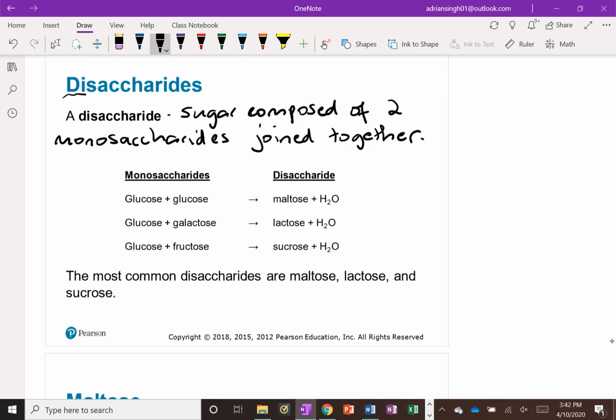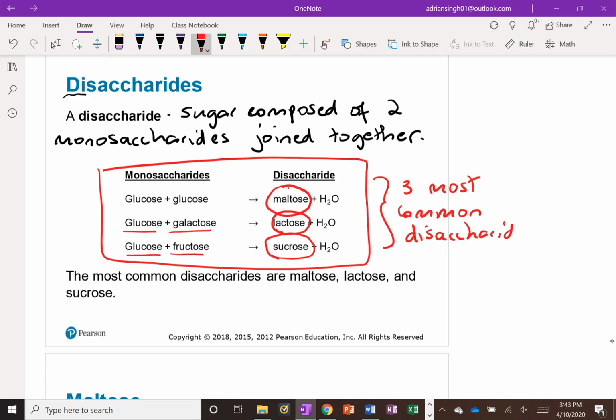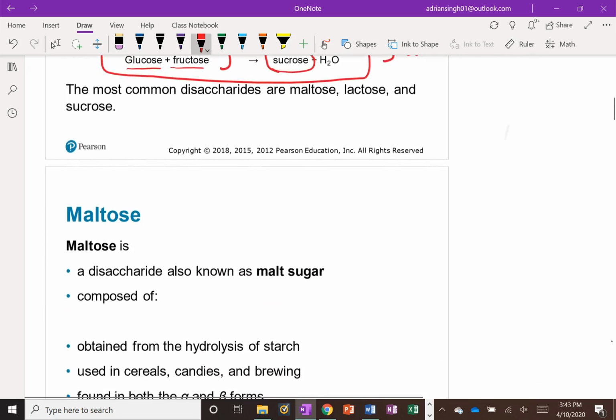And just like with our monosaccharides, we saw that there were three really important monosaccharides. We're going to see three really important disaccharides as well. And they're listed here in this table. All right, so if we stick two glucoses together, we end up with maltose. That's our first disaccharide. If we stick a glucose and galactose together, we end up with lactose. And if we stick a glucose and a fructose together, we end up with sucrose. All right, so these are the three most common disaccharides and the components of what they are actually made up of. All right, we'll take a look at each of these three disaccharides in turn.